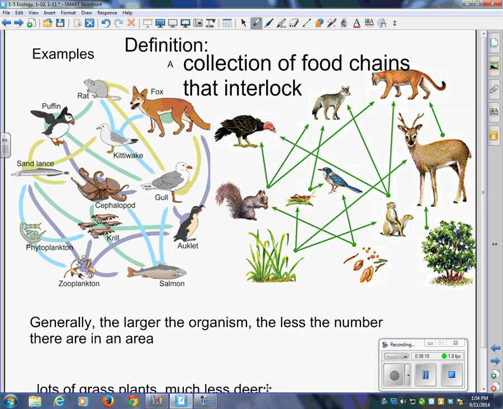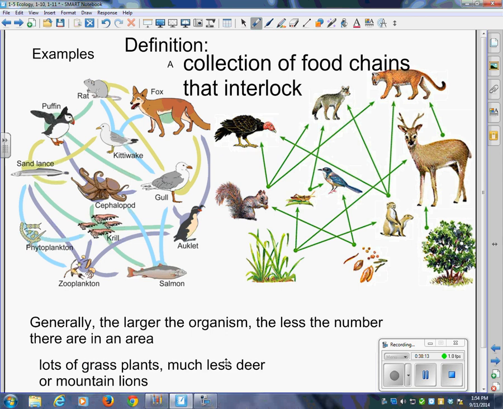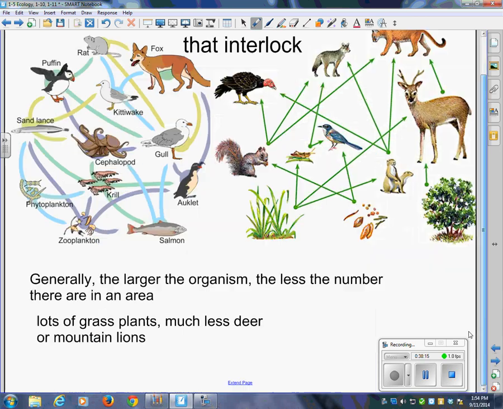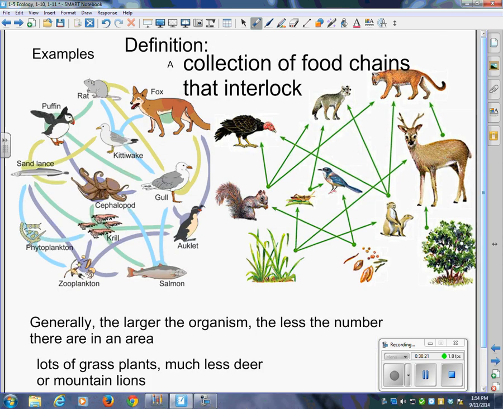Generally, the larger the organism, the less the number there are in the area. As an example, lots of grass plants, much less deer or mountain lions. I'll leave that up there for you for a second.